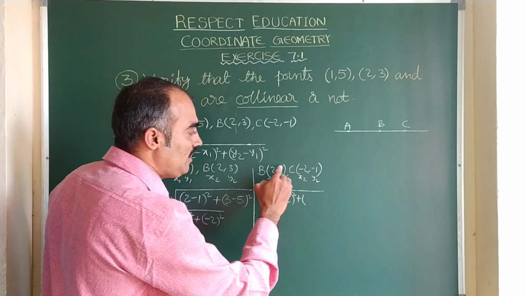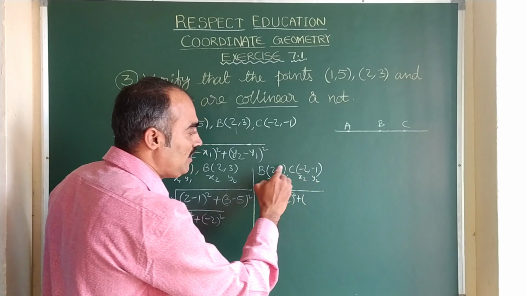So it is 1 plus 2 whole square plus y2, which is 5, minus of minus 1, that is 5 plus 1 whole square. Right? Here 1 plus 2 is 3, so 3 square, plus 5 plus 1 is 6, so 6 square. 3 square is 9, plus 6 square is 36. When you add 9 and 36, you will get 45.